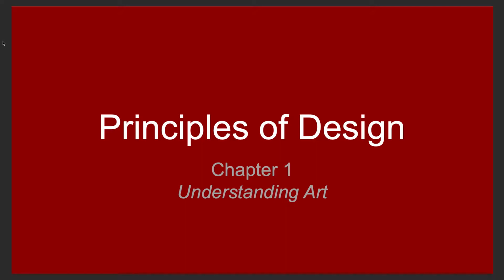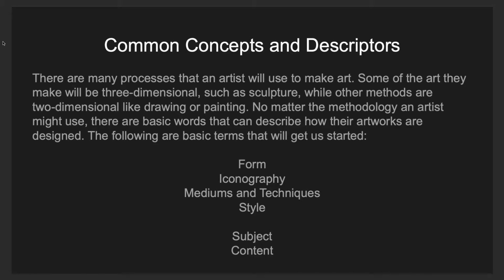Principles of Design, Chapter 1. Common concepts and descriptors. There are many processes that an artist will use to make art. Some of the art they will make will be three-dimensional, such as sculpture, while other methods are two-dimensional, like drawing or painting. No matter the methodology an artist might use, there are basic words that can describe how their artworks are designed. The following are basic terms that will get us started: form, iconography, mediums and techniques, style, subject, and content.